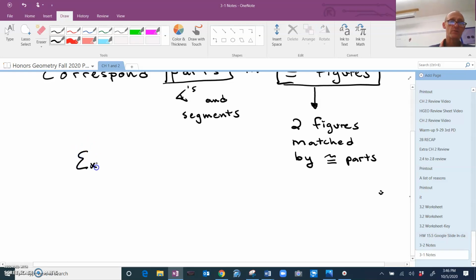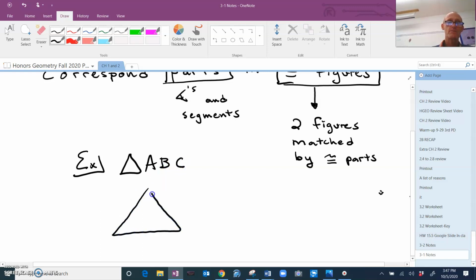So, for example, triangle ABC. This is segment AB right here, indicated by these two letters, AB. This is segment BC right here, indicated by these two letters. This is segment AC, indicated by these two letters. So this is triangle ABC.